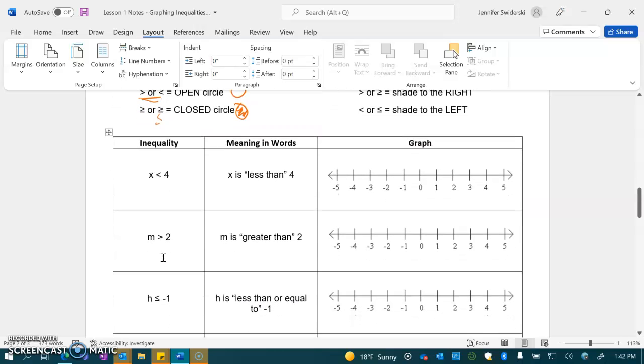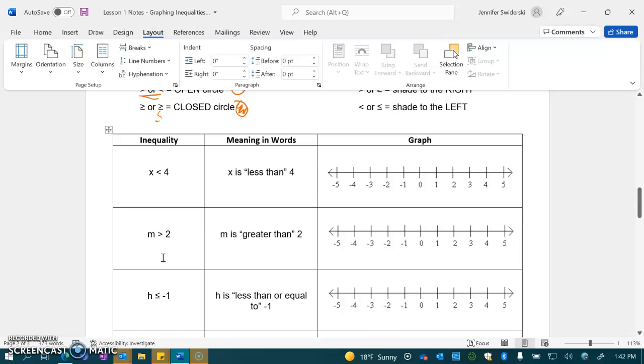So for number 1, it says x is less than 4. I know since this symbol does not have a line underneath, my circle is going to be open. So I'm going to go to my graph. I'm going to put a circle above 4 that is open. And since x is less than 4, I know any number to the left of 4 would make this statement true. There's my graph. So that's saying, hey, negative 5 is less than 4. Negative 4 is less than 4. Negative 2, negative 1, 0, all the way up to 4. And since this circle is open, we're saying that it has to be less than 4.